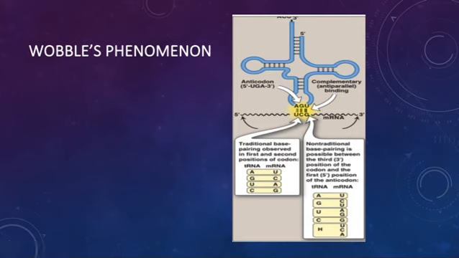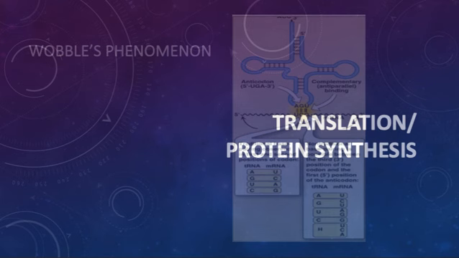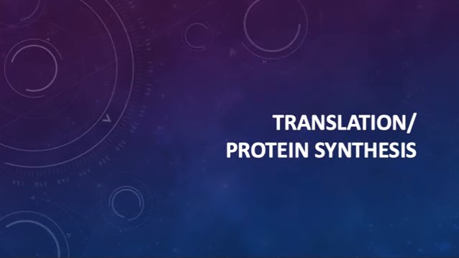So you have to write the definition. Then you should write about the initiation codon, the termination codon, and then the characteristic features of the genetic code. Okay, so this is about genetic code. Next, we'll go on to the other main topic for today, that is translation or protein synthesis.